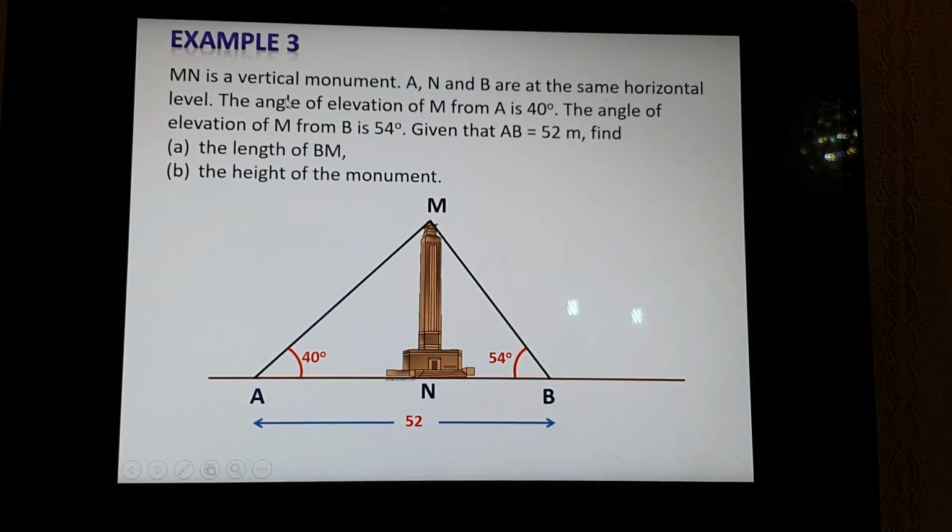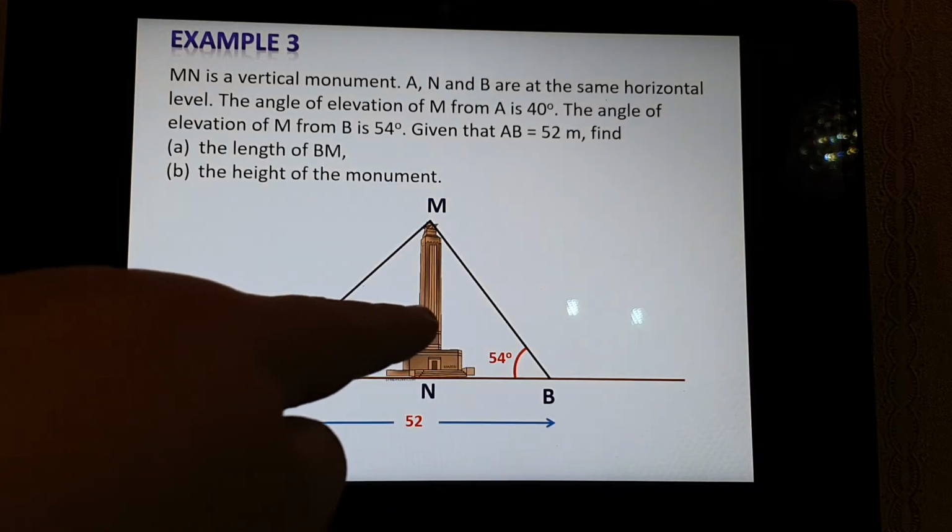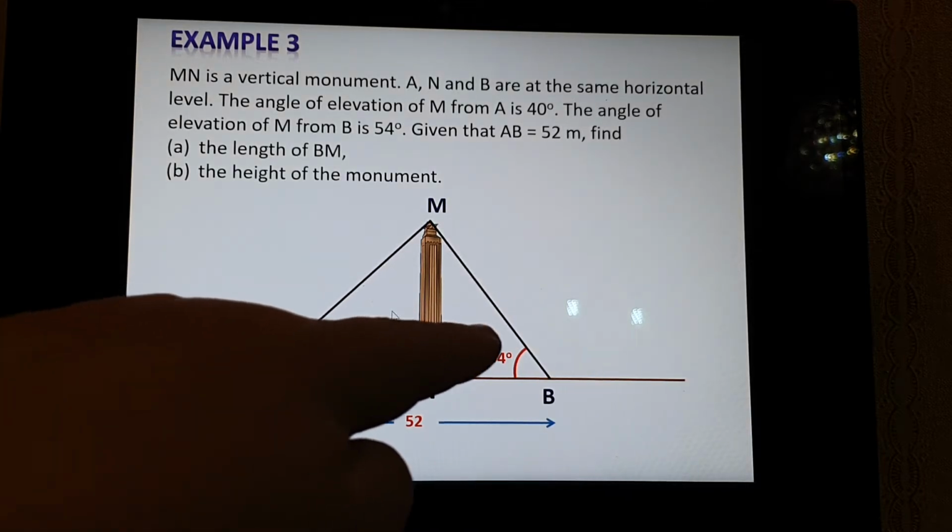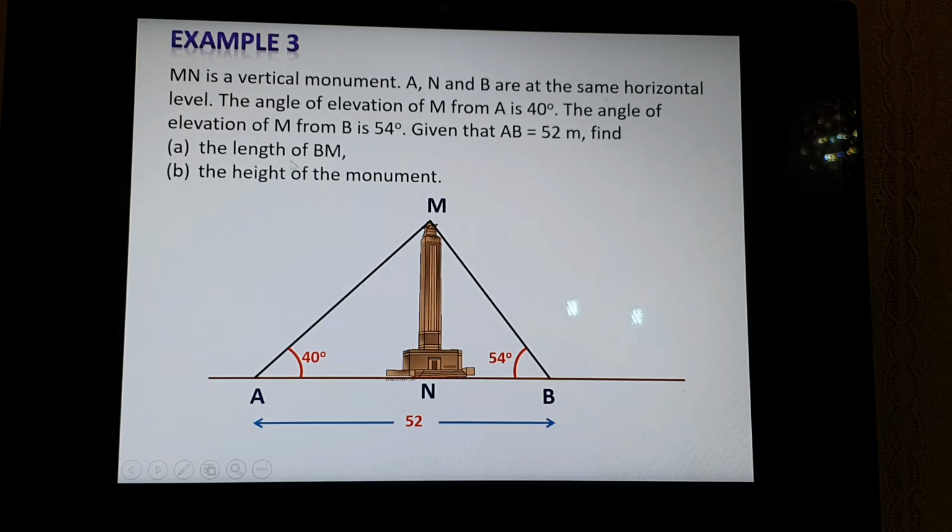Now this question looks difficult, but actually it's very simple. Why do I say so? You see this MN here? They say it's a monument, a building. So MN must be at right angles, right? This one must be 90 degrees. This one must be 90 degrees. So if I want to find BM, right?